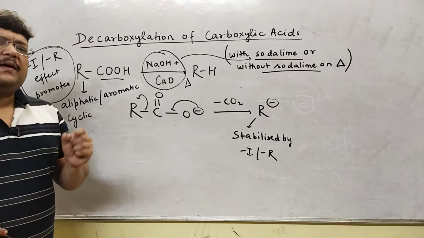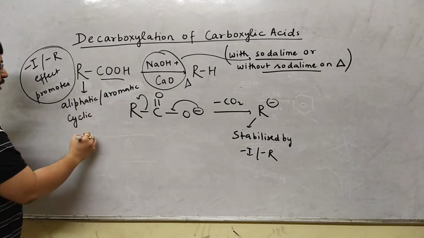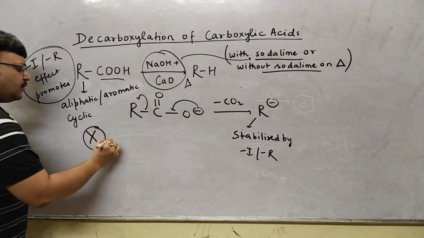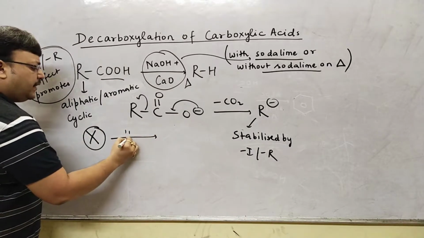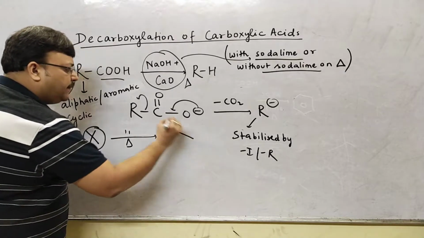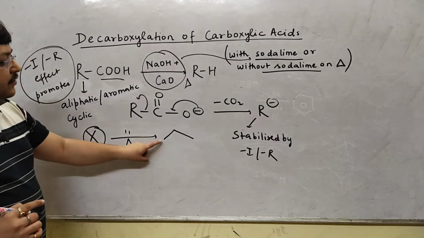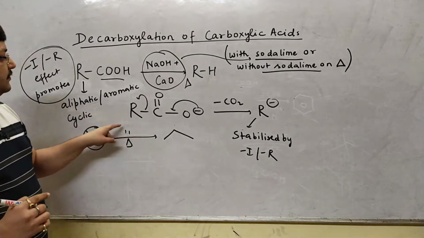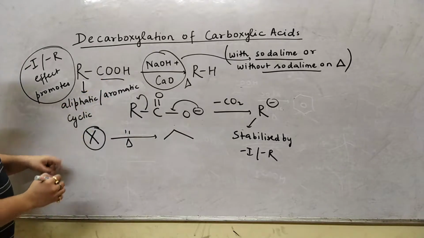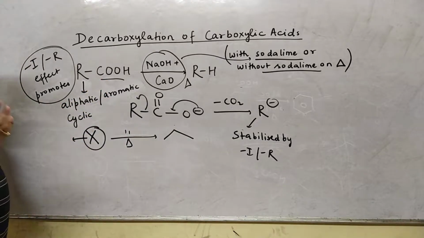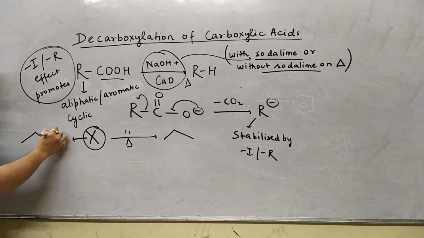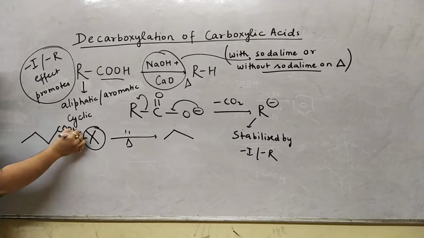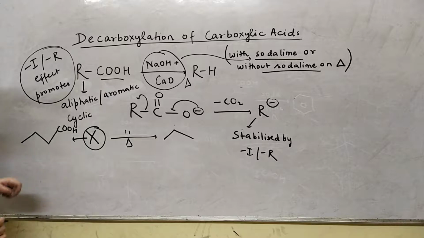Plus there will be some very basic questions, like you can have a compound X which on heating with soda lime is, suppose, giving you propane. Now if the product contains 1, 2, 3 carbon and this is loss of carbon dioxide, naturally X must be having 4 carbon with a COOH. So that would mean X is butanoic acid.